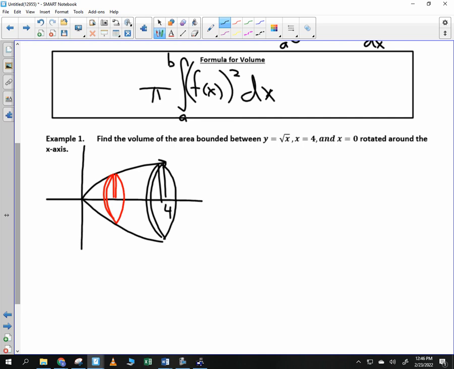So what I want to do is find the volume of one of those things. The volume of one of those things is a disk, and the way that we find the volume of a disk is we find the width, which is dx, times pi r squared. Why pi r squared? Because pi r squared is the area of a circle. So this thing right there is r.